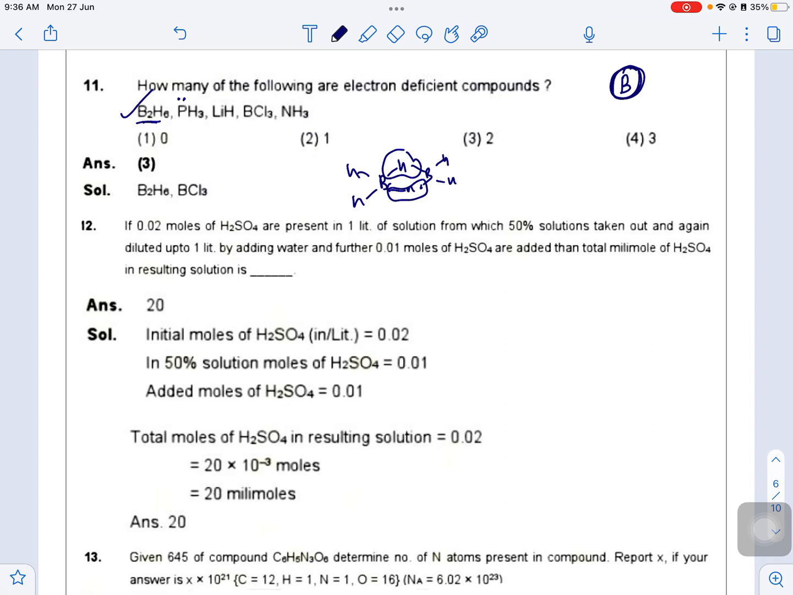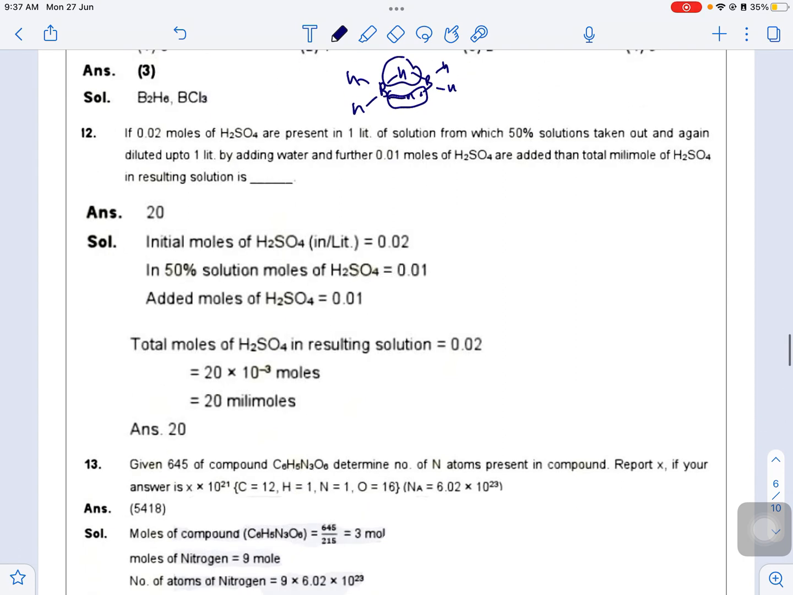PH3: phosphorus has a lone pair, so it has 8 electrons. LiH is an ionic compound, so it is not an electron deficient compound. BCl3 has 6 electrons on boron, so it is also an electron deficient compound. Ammonia has 8 electrons. Therefore, B2H6 and BCl3 are electron deficient.